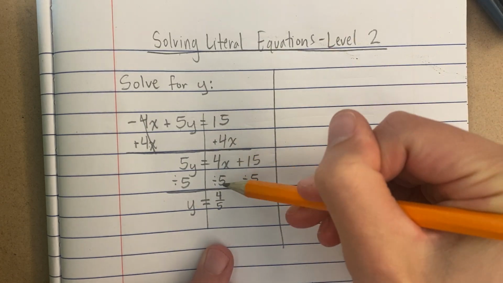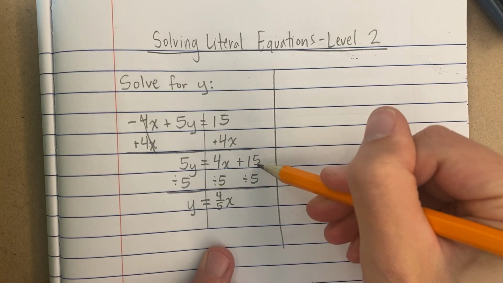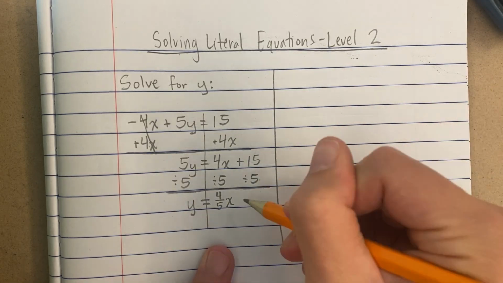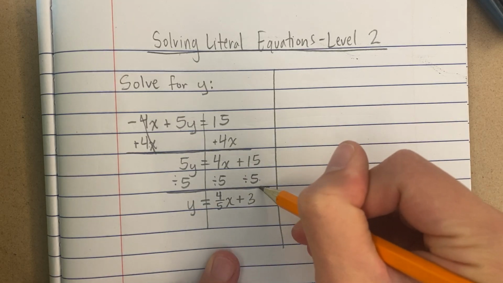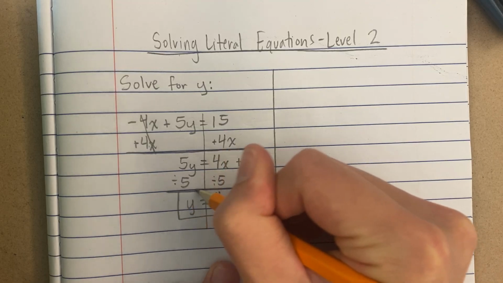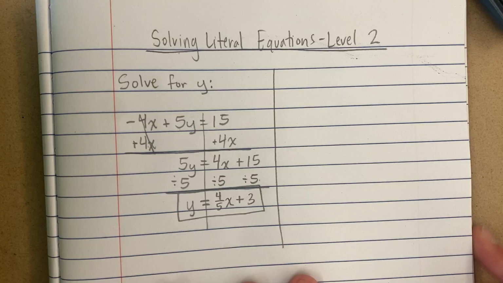Now, this is still 4x divided by 5, so this is 4 over 5x. Then I'm going to do this math. 15 divided by 5 is 3. And it's positive divided by positive, so it's positive 3. And this is my answer. I have solved for y. y is by itself. Okay, I'm going to do another example.